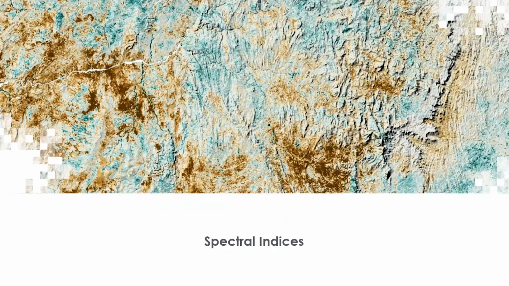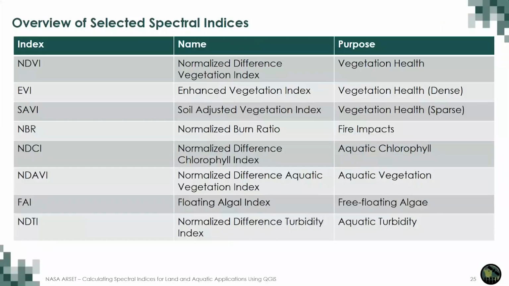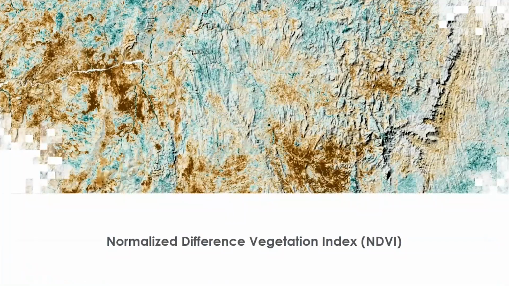Now, a bit more in depth about the spectral indices we'll be going over. Here is an overview laying out the spectral indices we'll be covering in this webinar. Don't worry too much about this table, as we'll discuss each in a little more detail. First, let's look at the Normalized Difference Vegetation Index, or NDVI.